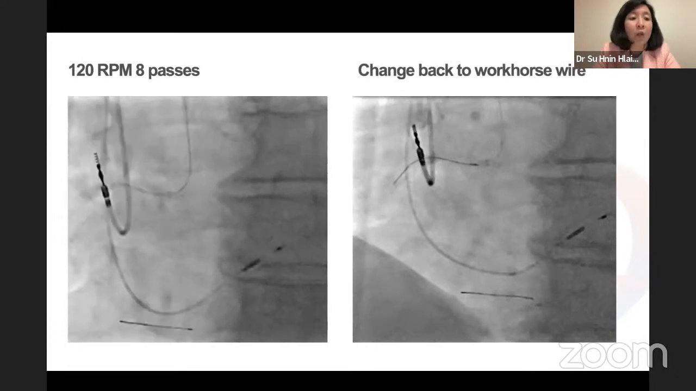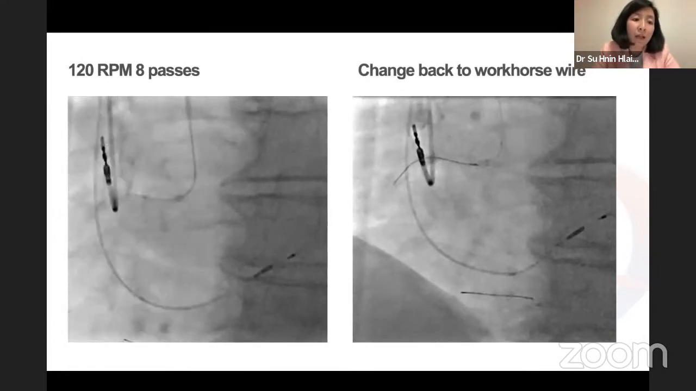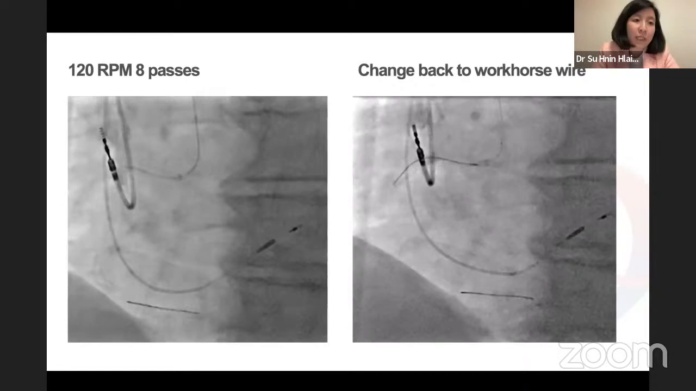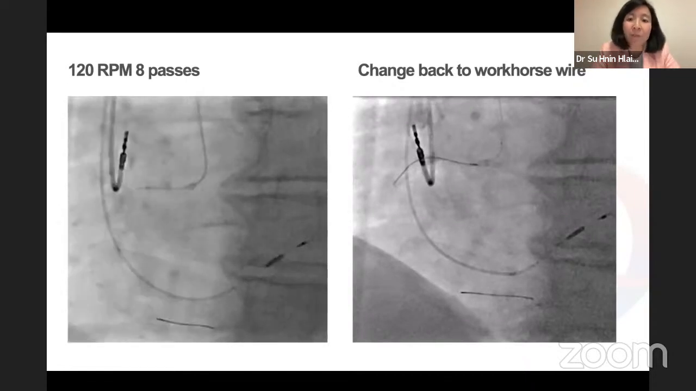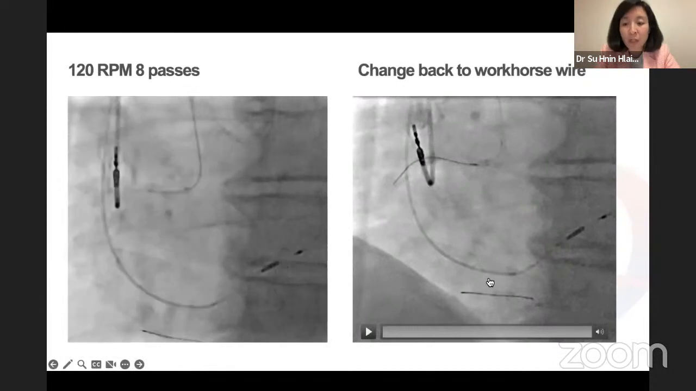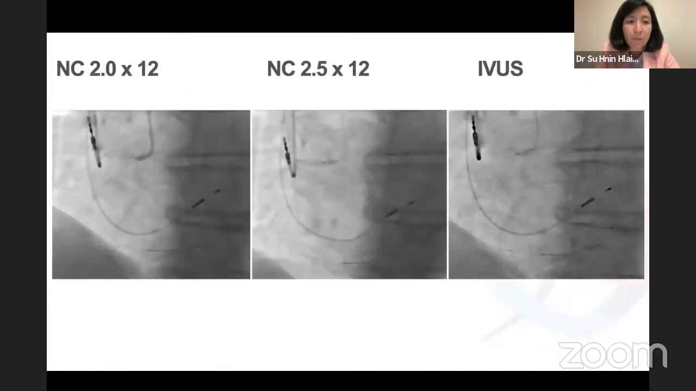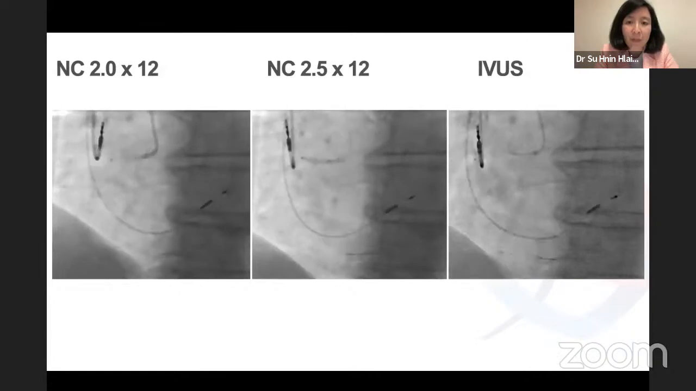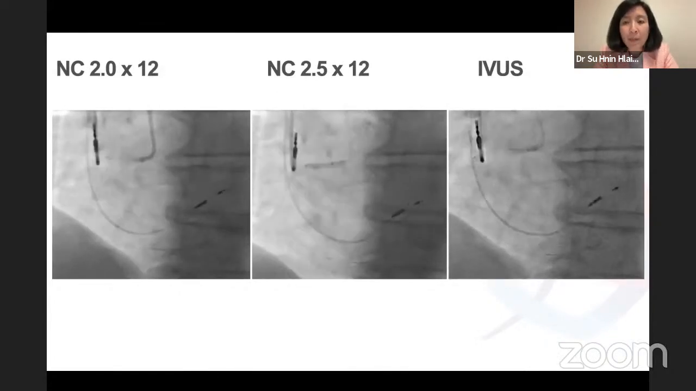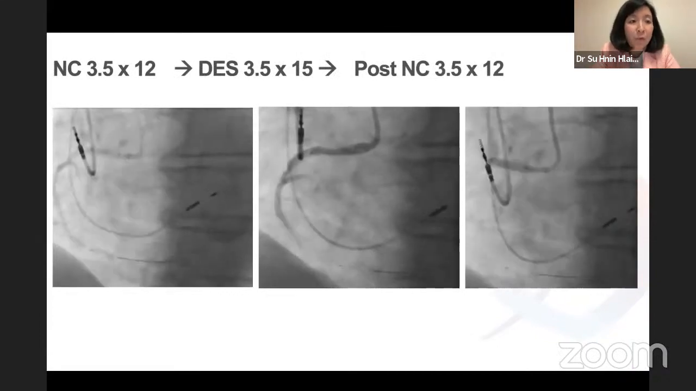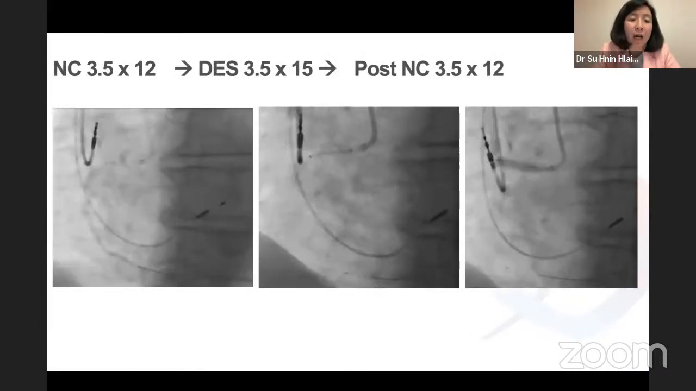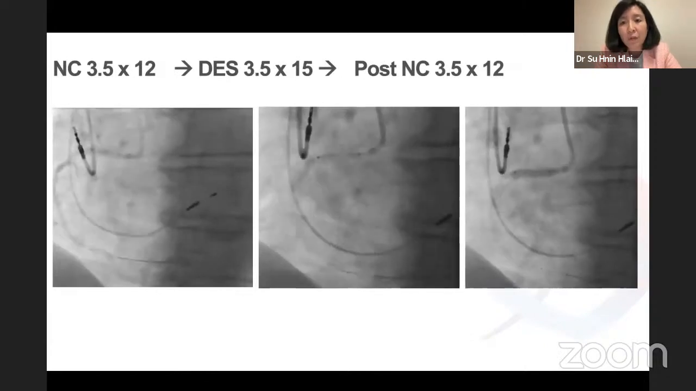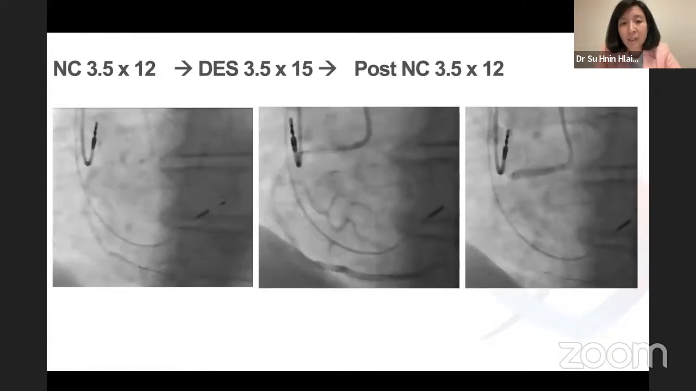Always start with the low speed for initialization. Then, because the vessel is more than 3 millimeter, we increased to 120,000 RPM. We did 8 passes. After that, we changed back to the workhorse wire before proceeding to the stent. Then we pre-dilated with a 2x12 NC balloon, then increased to 2.5x12, and we did IVUS again before the stent. We needed to modify a bit more, so we used the NC 3.5 before the stent, and then we used a 3.5x15 drug-eluting stent and post-dilated with a 3.5x12 high-pressure balloon in the proximal RCA.